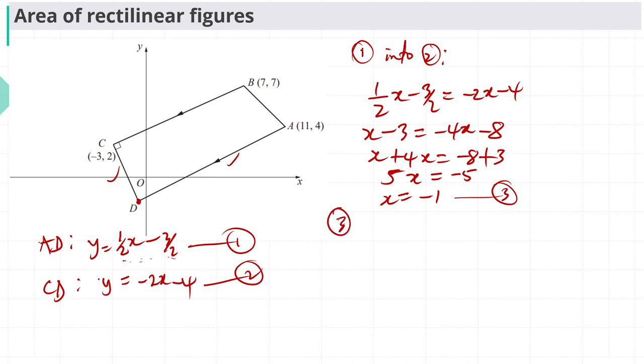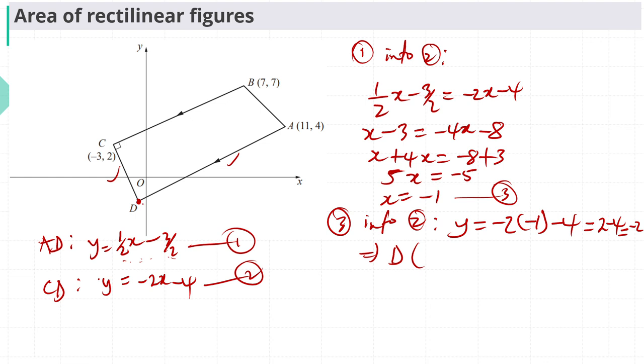We put this equation 3 into equation 2 to solve for the y value. Minus 2 multiplied by minus 1, minus 4, and that gives positive 2 minus 4, which in turn gives minus 2. It tells us that the coordinate of the point D is x comma y, minus 1 comma minus 2. So we found the coordinates of the point D.